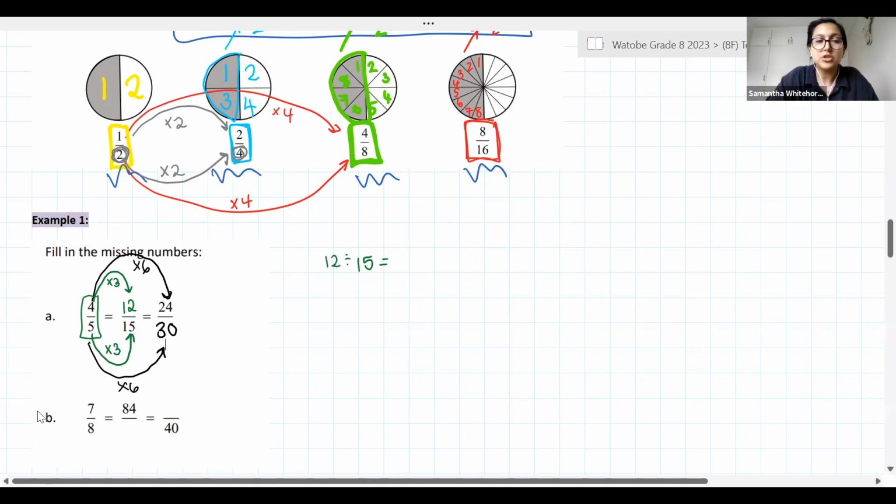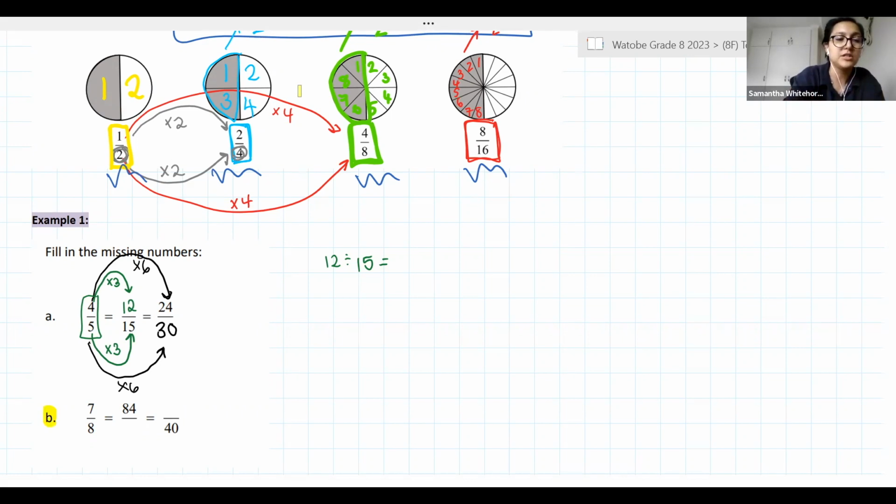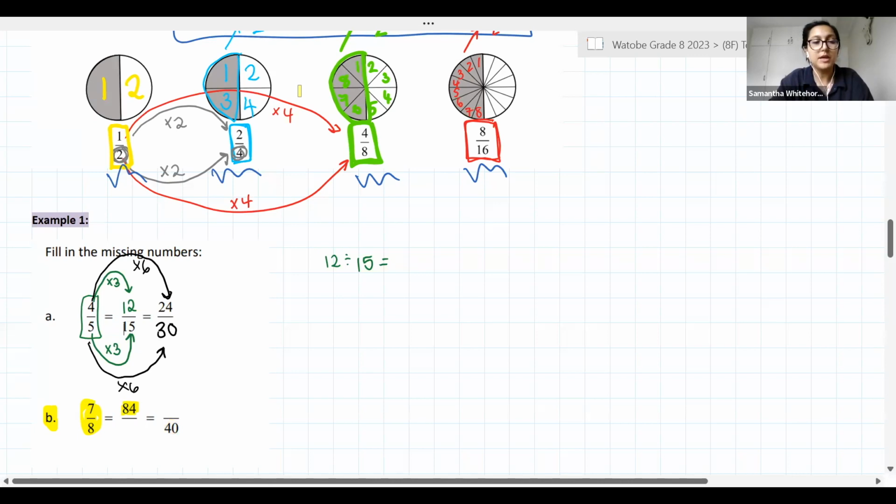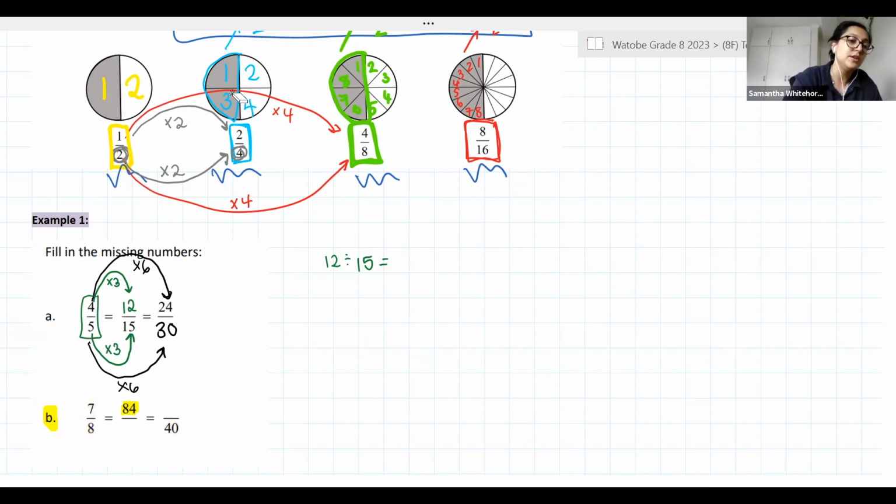Right, so I want you guys to try B for me. So find those equivalent fractions to 7 over 8, where the numerator of one is 84 and the denominator of another is 40. So see if you can do those for me. You can put your answers in the chat. I don't want any hands raised just yet. I will tell you when, but I want you to try B for me. And like I say, type your answers in the chat for me.